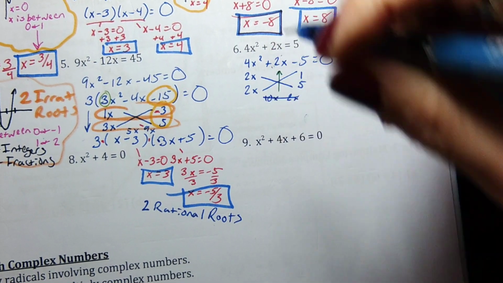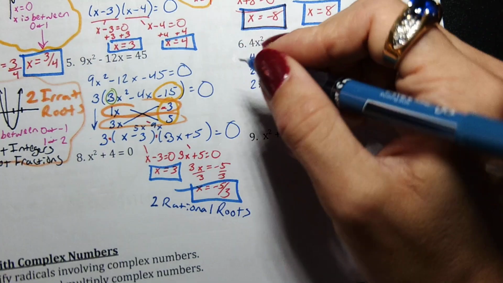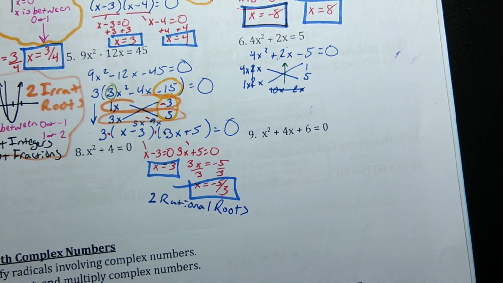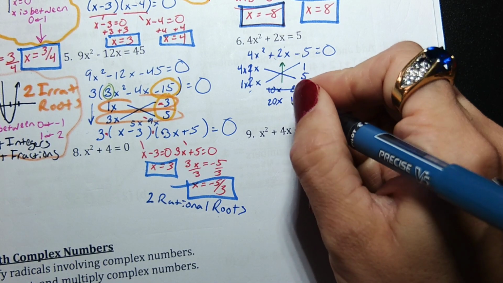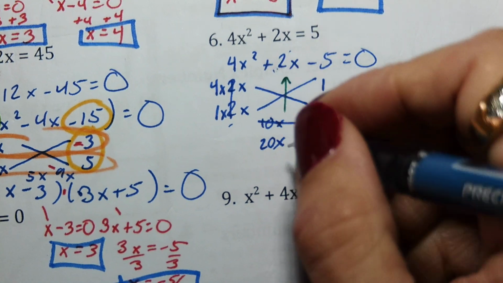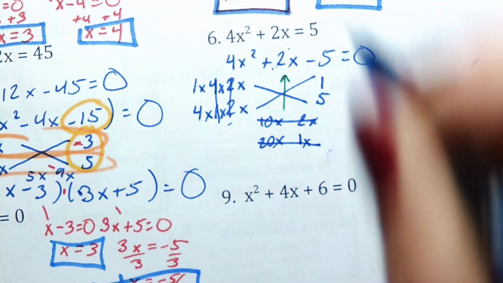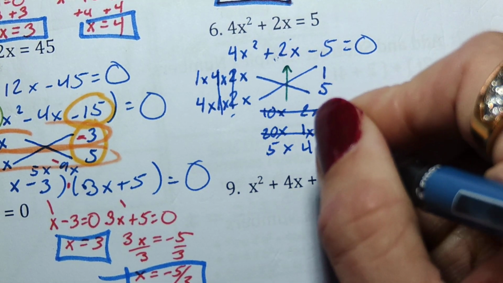That's a no. Now, there's nothing else more to try for the factors of 5, but I can try 4x and 1x, a different pair of factors for the 4x squared. So 4x times 5 is 20x. 1x times 1 is 1x. How about that? Any way we're going to get to 2x as a sum? Nope. So that's out, and those are out. Last chance. 1x and 4x, that gives me 5x, and that gives me 4x.